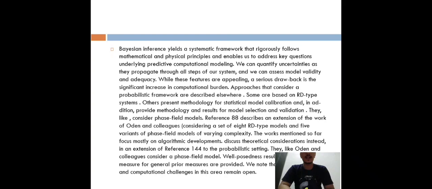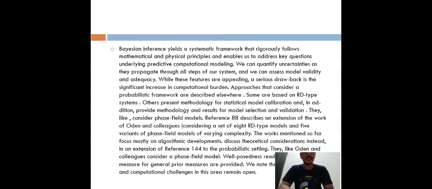Some are based on RD type systems, others present methodologies for statistical model calibration, and in addition provide methodology and results for model selection and validation. The key reference for phase field models, reference 88, is described as an extension of the work of Oden and colleagues, considering a set of 8 RD type models and 5 variants of phase field models of varying complexity.